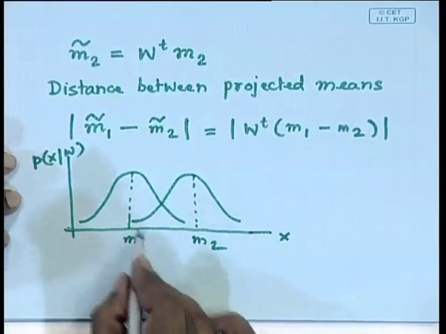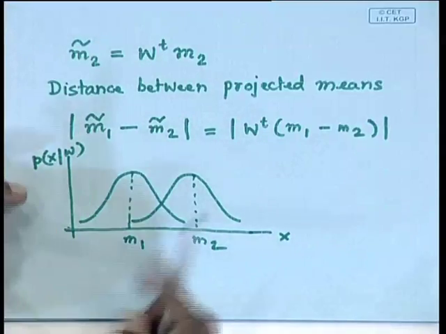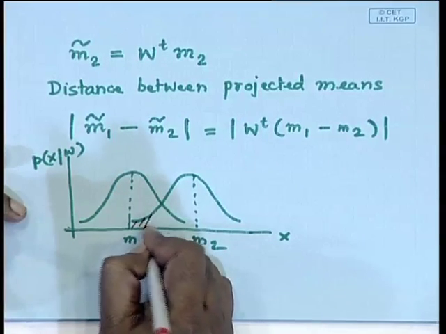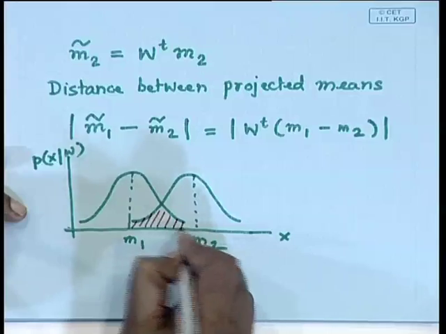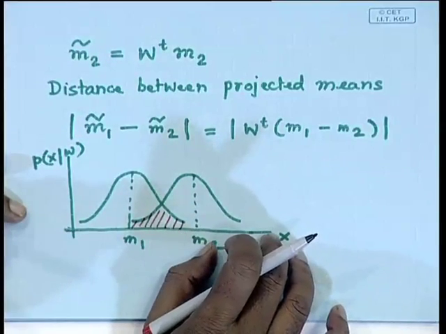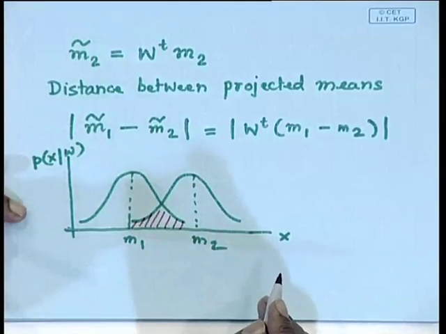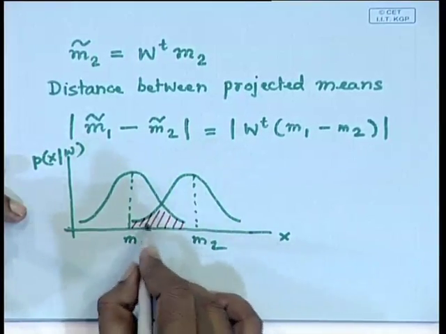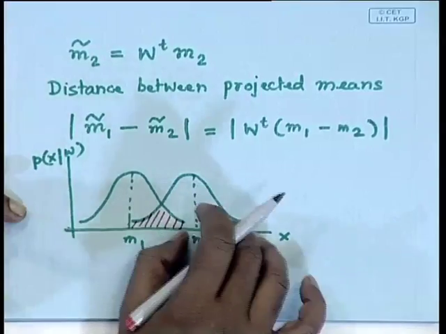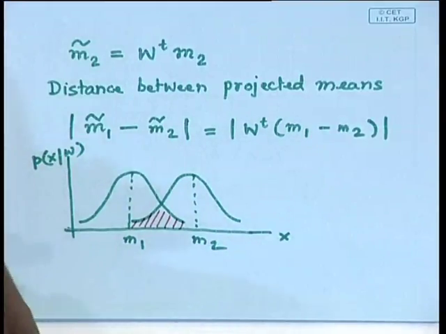We said the error of classification is nothing but the area bounded between these two probability density curves, which is this shaded portion. Now, if the variance of the data distribution is quite large, that means I have variance something like this.